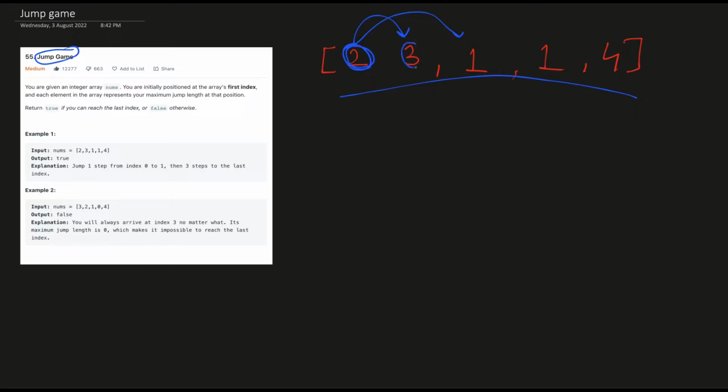Similarly, from this position we could make up to three jumps because the element here is 3. In the last lecture, we saw how we could use DP to solve this problem, and that is not a very optimized solution. So how could we optimize it further? Let's try to think about it.